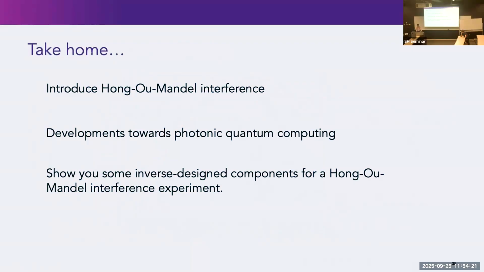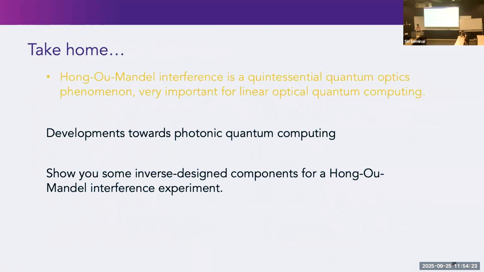So I introduced Hong-Ou-Mandel interference, or the Loudon-Tapster rarity-like dip. It's the quintessential quantum optics phenomenon. You cannot get it without quantization. So it's very important from the quantum optics point of view, and also very much so for linear optical quantum computing. That's what we use for the non-linear part of the linear optics quantum computing.